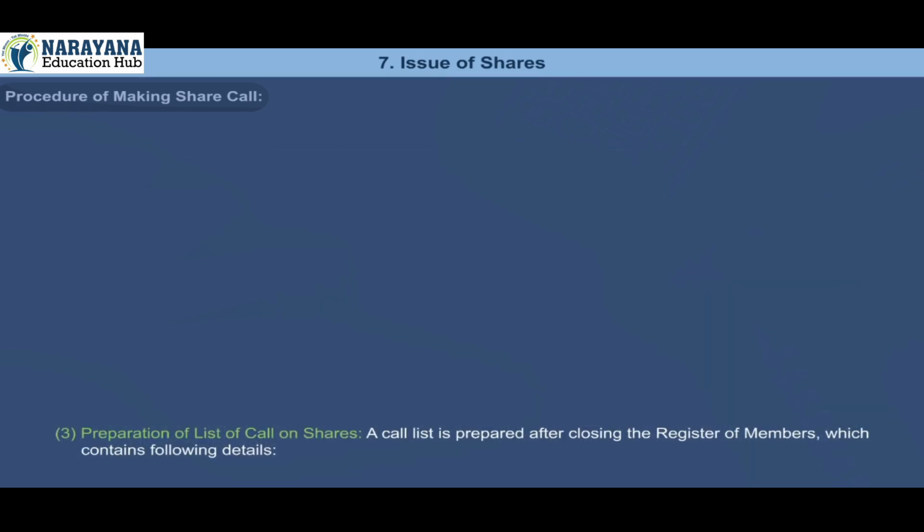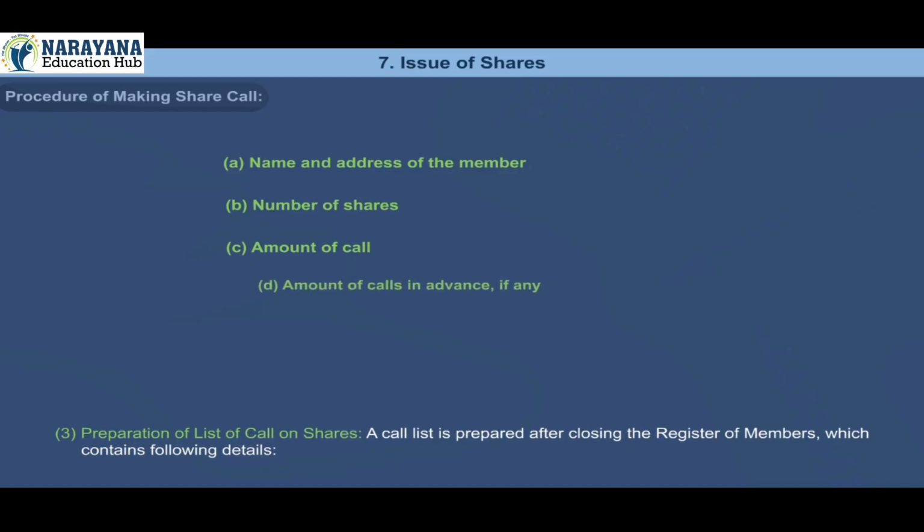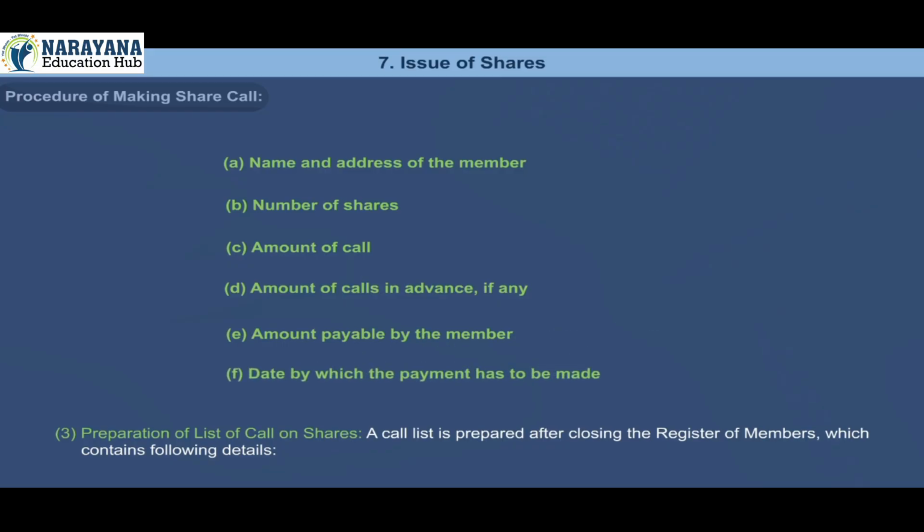3. Preparation of list of call on shares. A call list is prepared after closing the register of members, which contains following details. A. Name and address of the member. B. Number of shares. C. Amount of call. D. Amount of calls in advance, if any. E. Amount payable by the member. F. Date by which the payment has to be made.